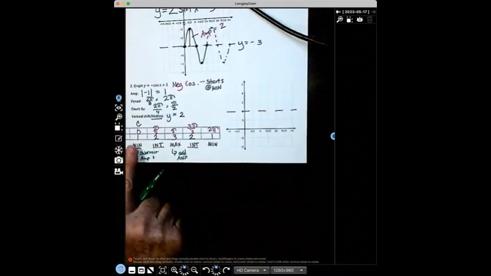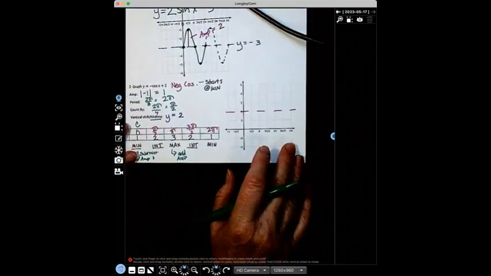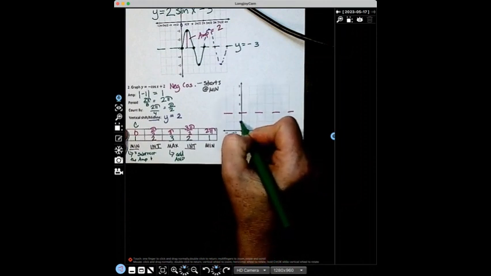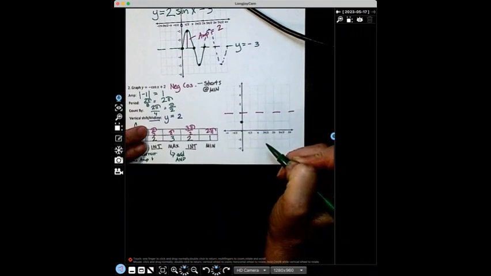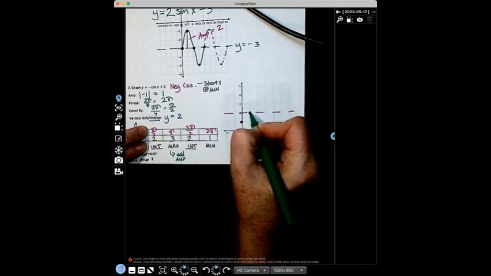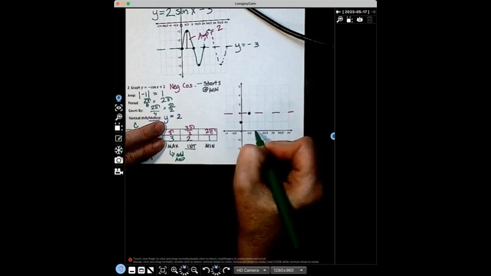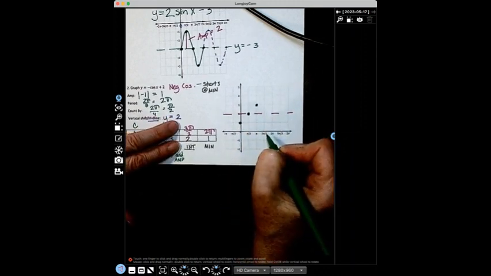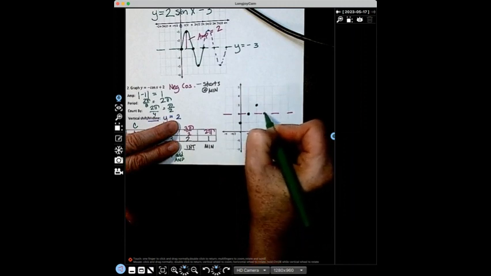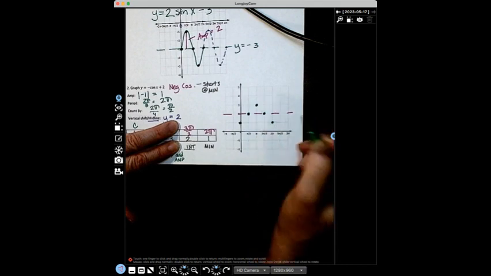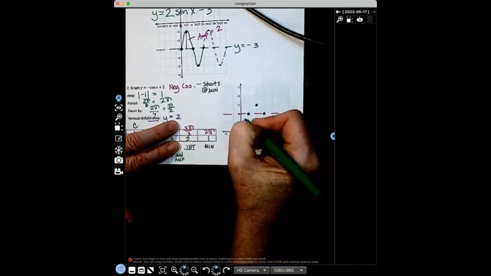Okay, so now we've got our y values, and we're going to plot them. 0, 1. Move over. Pi over 2, 2. Pi, 3. 3 pi over 2, 2. 2 pi, 1. And we connect this with a nice soft curve.